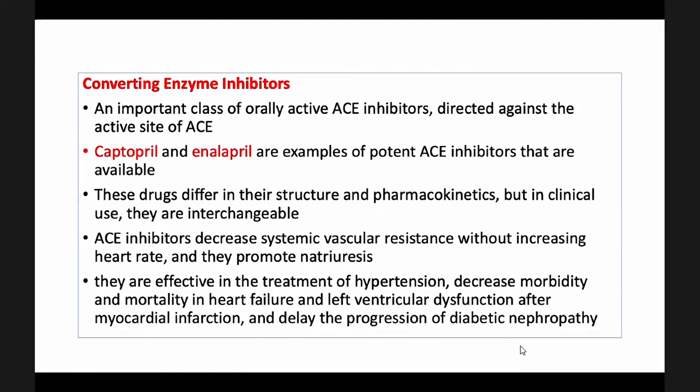natriuresis. They are also effective in the treatment of hypertension, decreasing morbidity and mortality in heart failure and left ventricular dysfunction after MI. And it will also delay the progression of diabetic nephropathy.